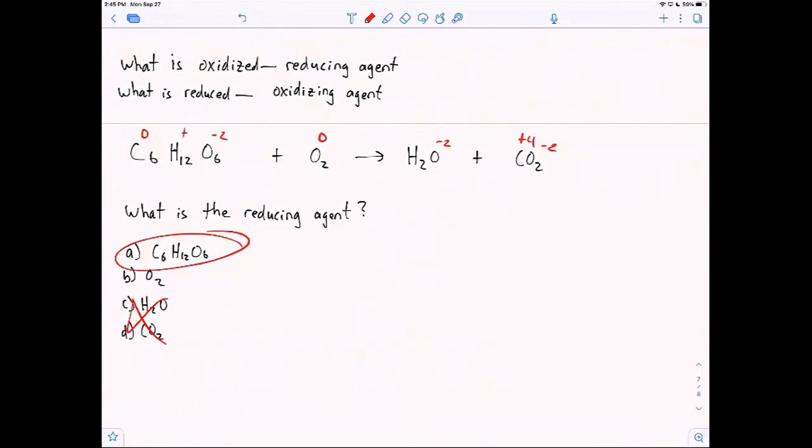So carbon in this reaction loses 4 electrons, and this oxygen gains 2. So the glucose, the carbon, is being oxidized. The other thing is, the definition of oxidation is adding oxygen. You are literally adding oxygen to this, right? So there's a couple ways you could look at it.